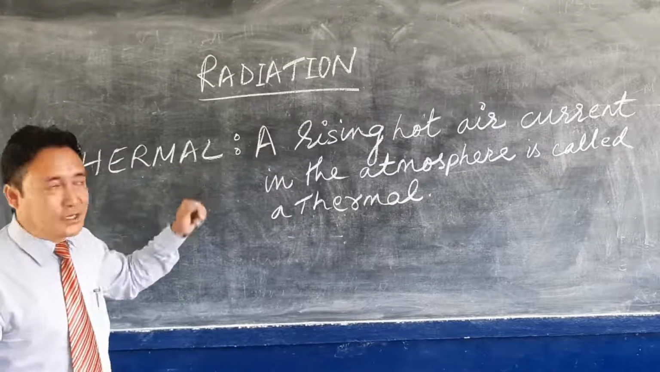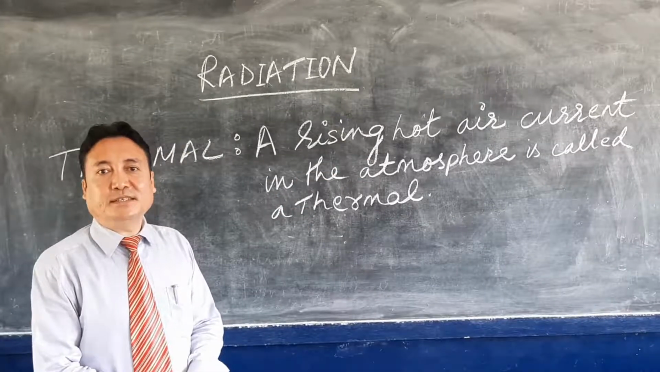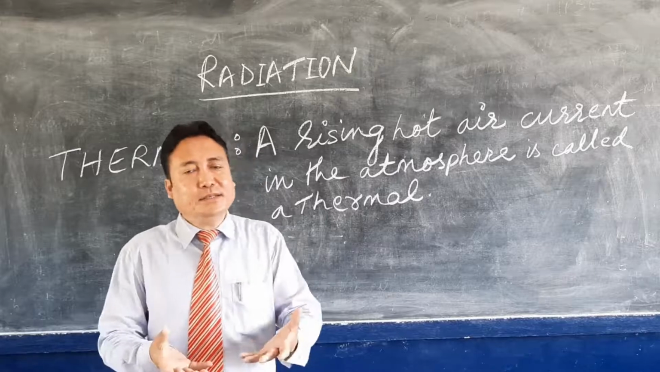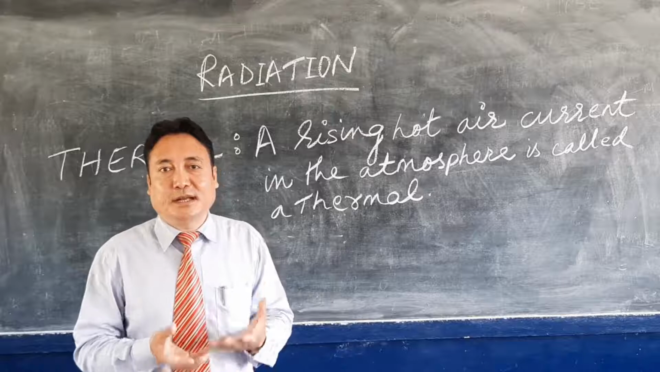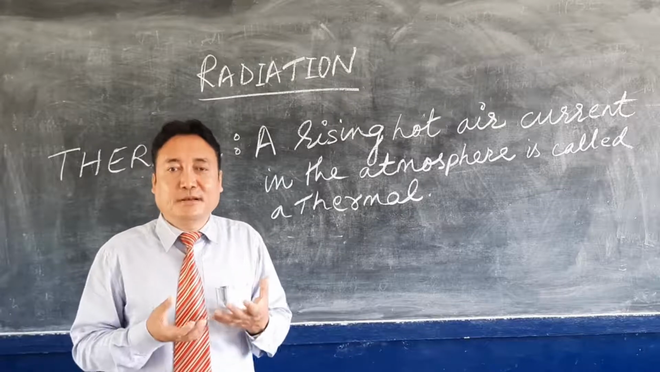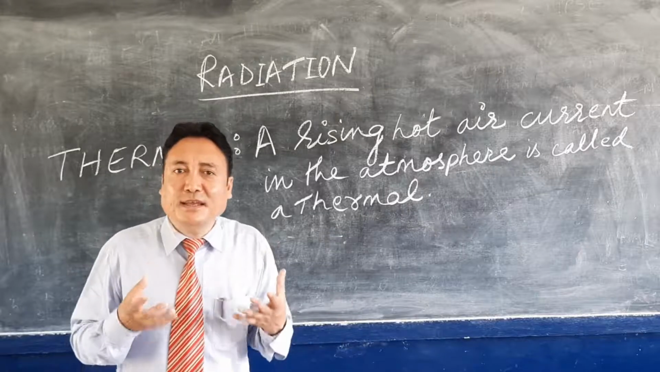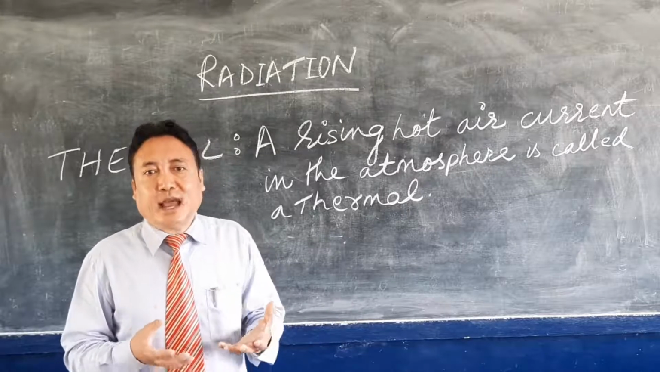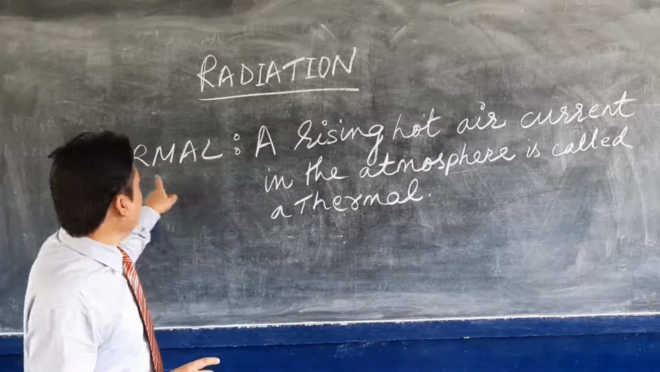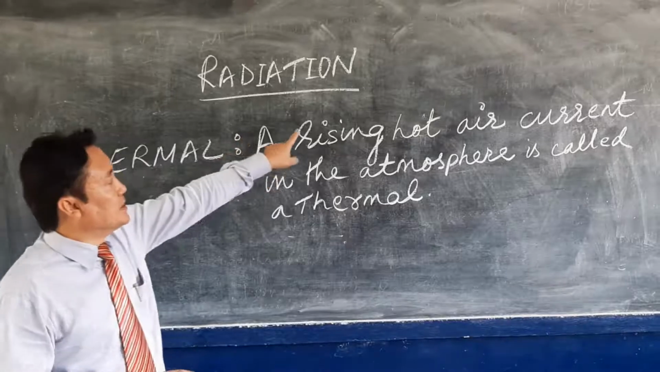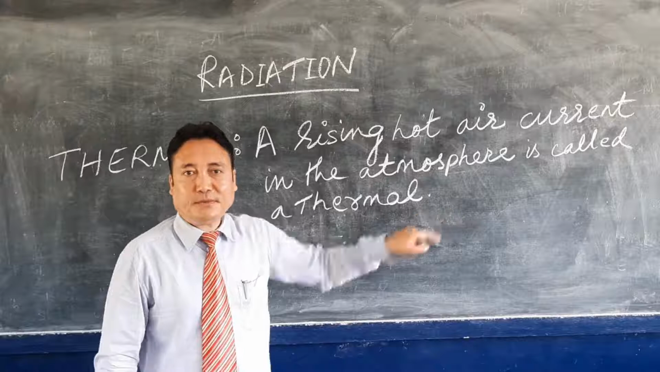So a thermal is the rising hot air current in the atmosphere. Hot air means the air just above the land becomes heated up and very hot. When it becomes hot, it expands, becomes very light, and therefore rises up into the atmosphere. That process we call a thermal. So, defined: the rising hot air current in the atmosphere is called a thermal.